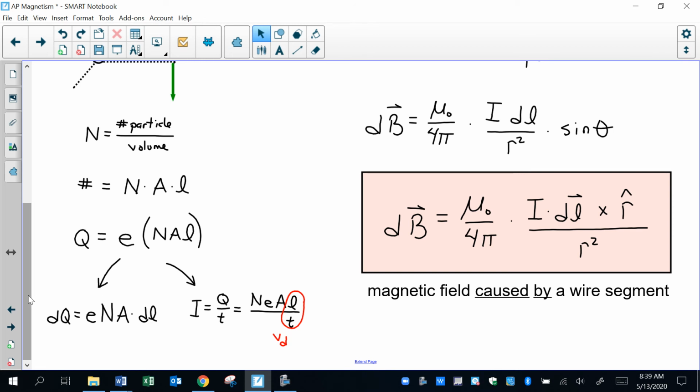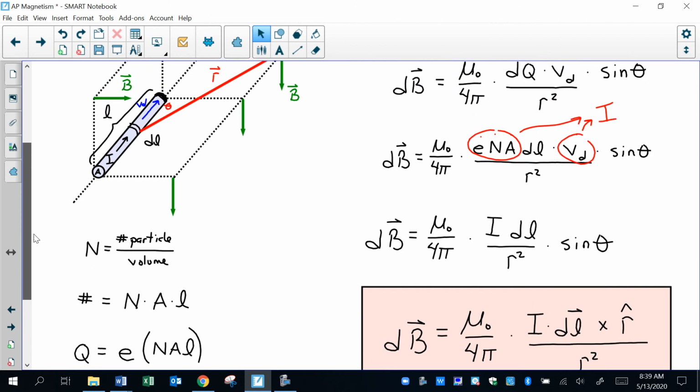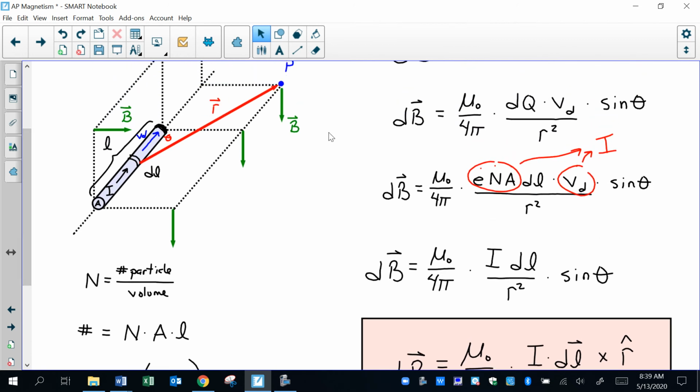So using that, I slide back up. dq can be expressed as ENAL. So this right here is my dq. It's the particle density, it's the volume, it's the charge of each one. V is the speed of my particle. And I see those four variables. That's current. So I can replace that with current. So I get I dl over r squared.